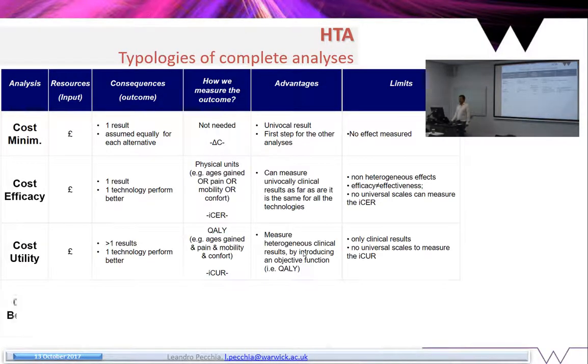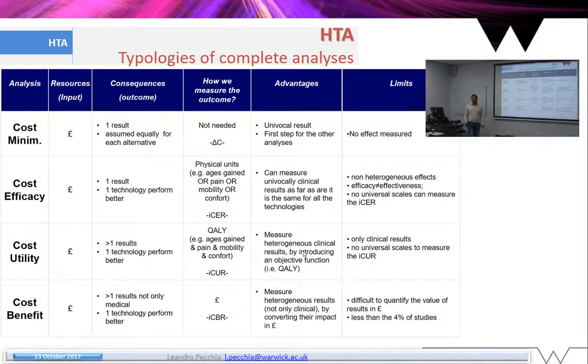Now, I could annoy you with the definitions of different kinds of economic analysis. I could insist on saying that you can do, first of all, the cost minimization, which is what we do when we have one outcome, one final result, which we consider to be equal for both technologies. Therefore, we can just focus on the cost. This is the basic analysis. You will never be in this case, but it's fundamental to understand the others.